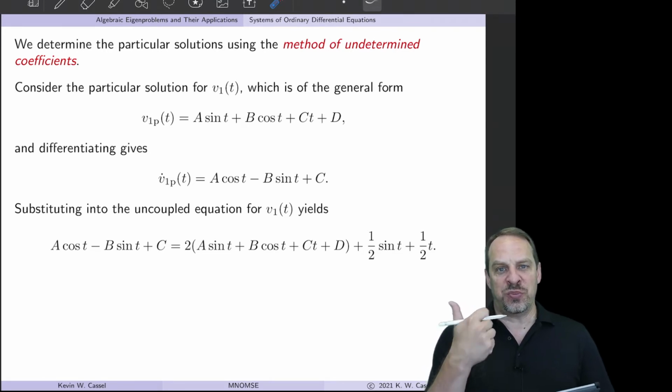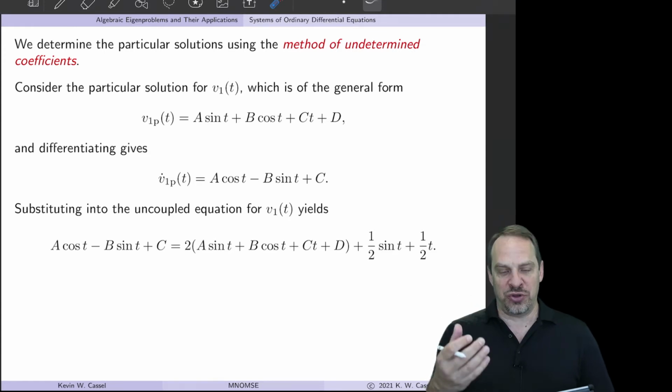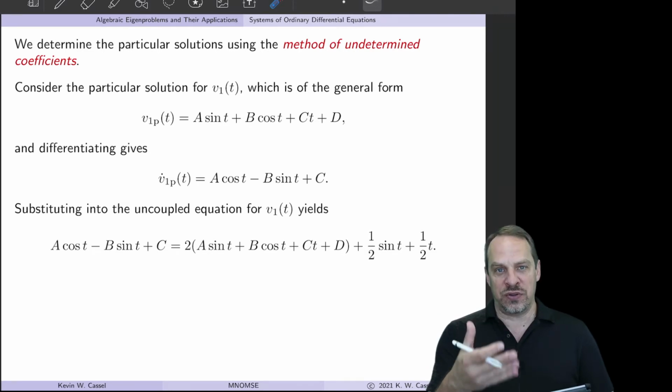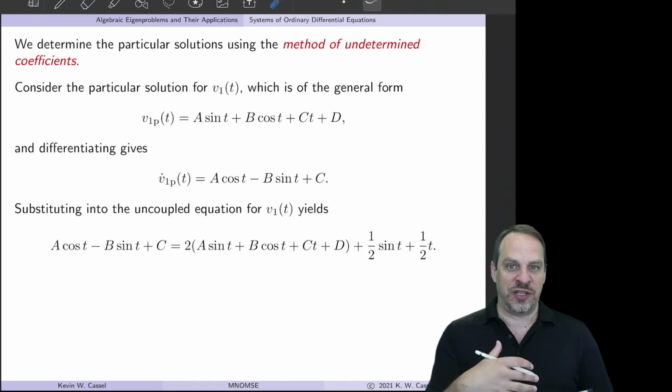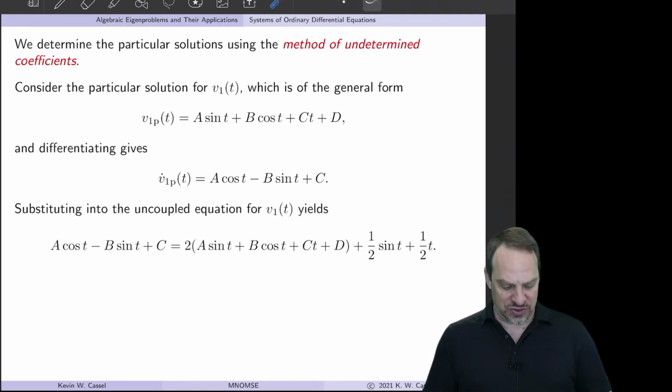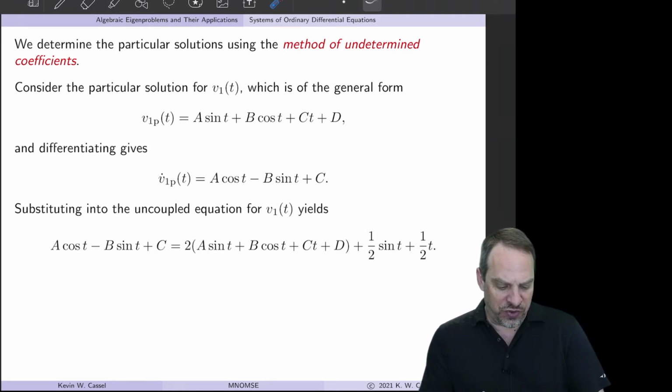This is true for polynomials of any degree. It's true for exponentials, and it's true for sines and cosines, trig functions, because we know what happens to them in linear equations. Polynomials stay polynomials, exponentials stay exponentials, and trig functions stay trig functions. Sines become cosines, cosines become sines. So here for v1, let's focus on v1 to illustrate the details. Here is the particular solution.